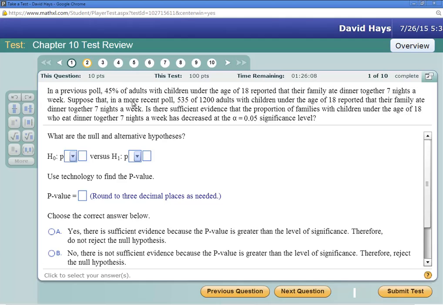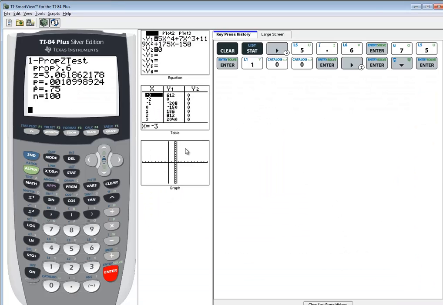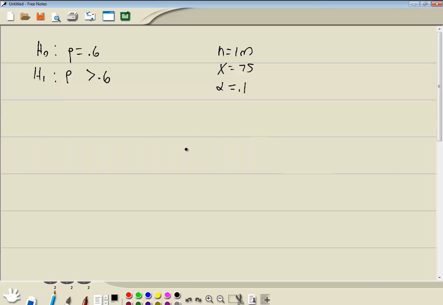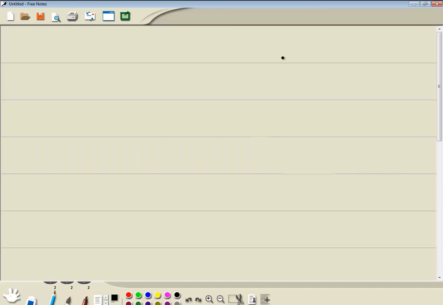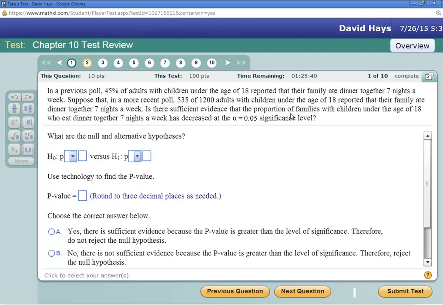Okay, previous poll. Let me get back over here. Back to my tablet. There we go. The previous poll, 45% of adults with children under the age of 18 reported they ate dinner together. Okay, suppose in a more recent poll, 535 of 1,200, so N is 1,200, it's always your larger number, report that they ate dinner together. Is there sufficient evidence that the proportion of families with children under the age of 18 who ate dinner together has decreased?